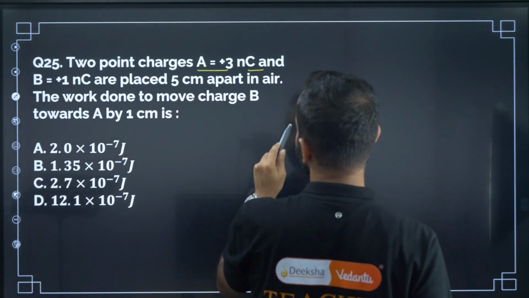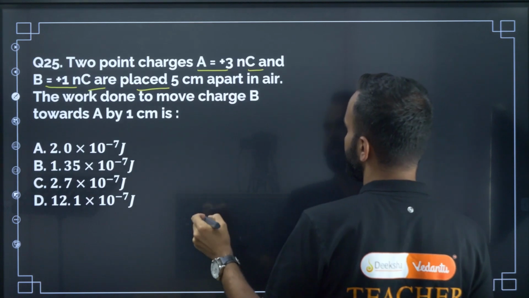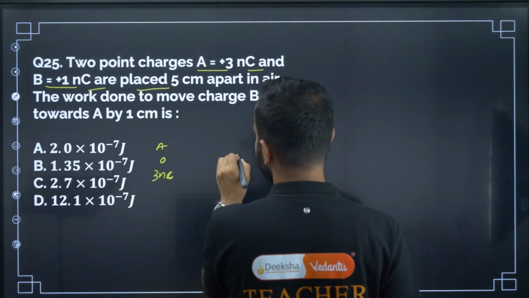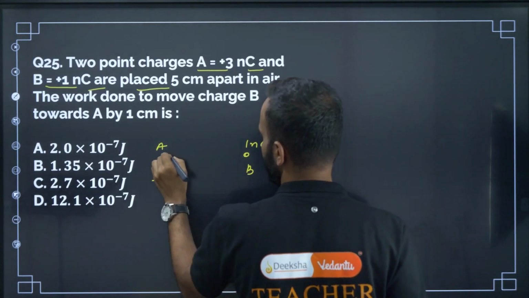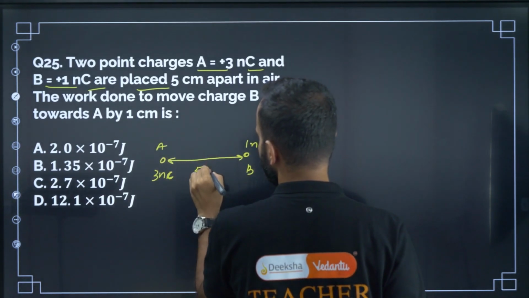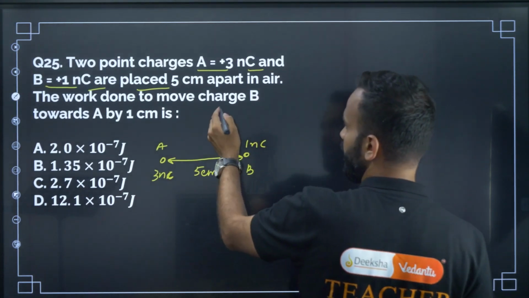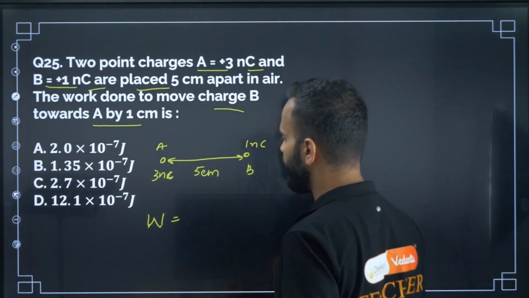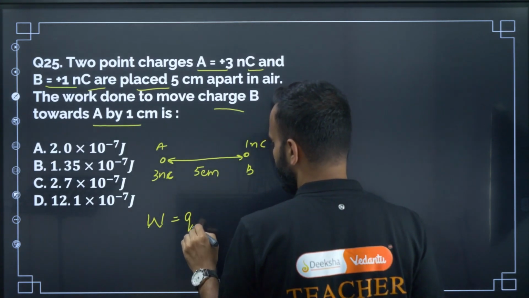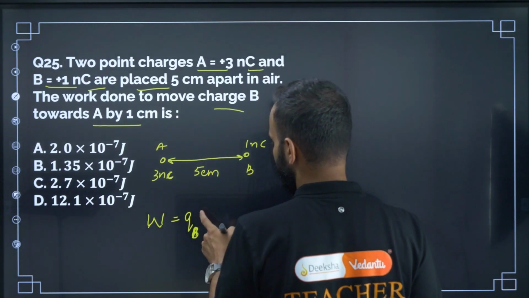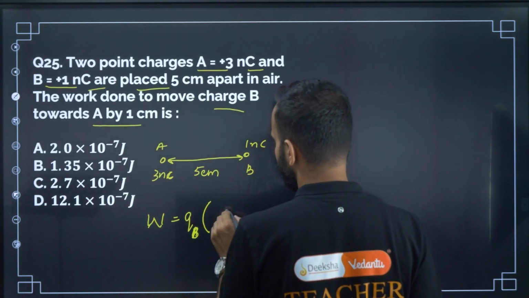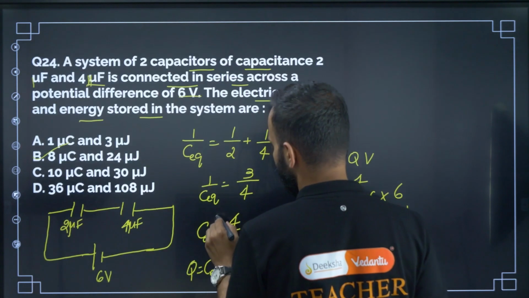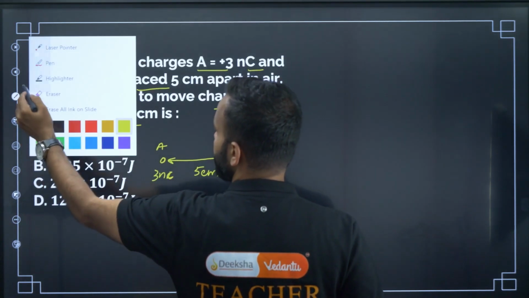Two point charges, A equal to 3 nanocoulomb and B equal to 1 nanocoulomb, are placed 5 centimeter apart in air. This is point charge A with 3 nanocoulomb, and this is point charge B with 1 nanocoulomb, separated by a distance of 5 centimeter in air. The work done to move charge B towards A by 1 centimeter is W, which is equal to the charge of point charge B into the potential difference, that is the final potential VF.